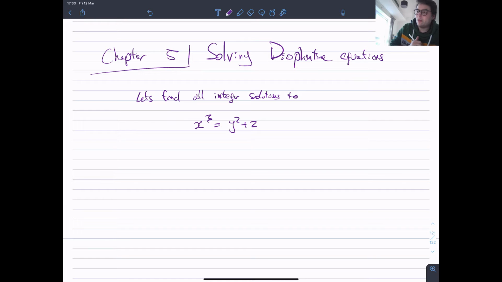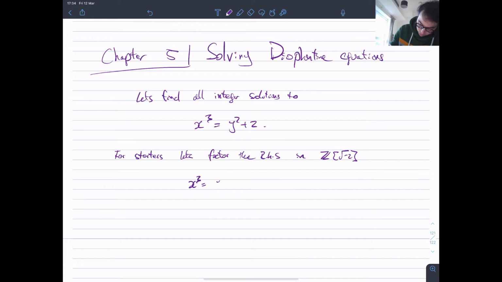And we can do this without most of the machinery we've developed. Let's work through this. So for starters, let's factor the right hand side in Z adjoin the square root of minus 2. Why this? Because I have a y squared plus 2, so I can write this as x cubed equals y minus the square root of minus 2 times y plus the square root of minus 2. I'm going to factor this in this ring, which, notice, is a unique factorization domain.